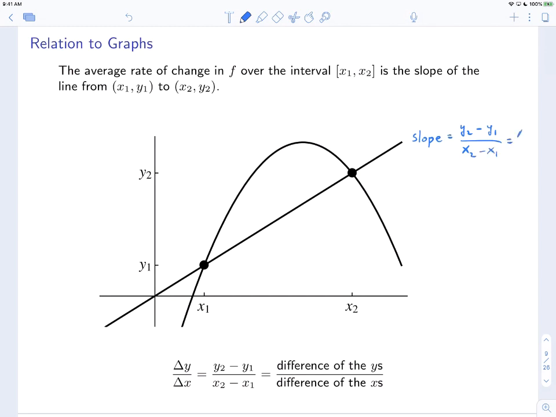That's our delta y over delta x. And what is that? That's the slope of the line. It's also the average rate of change in f over the interval from x1 to x2. So we can see that this average rate of change is actually the slope of a line passing through two points of the graph of the function.